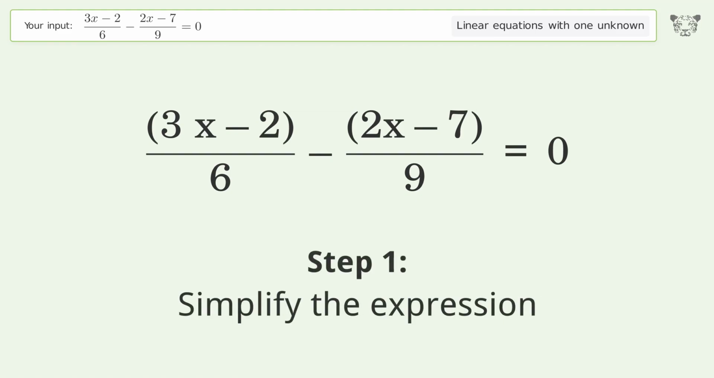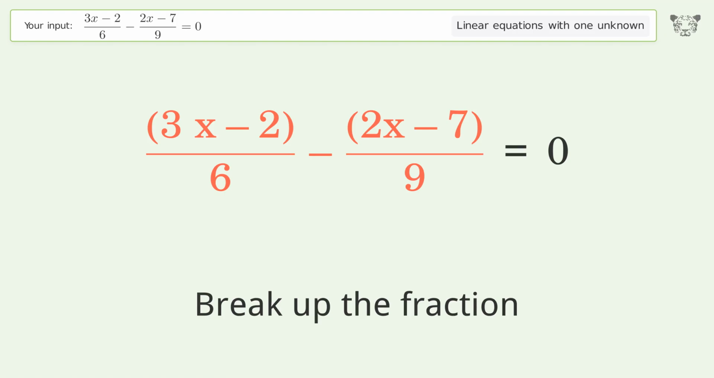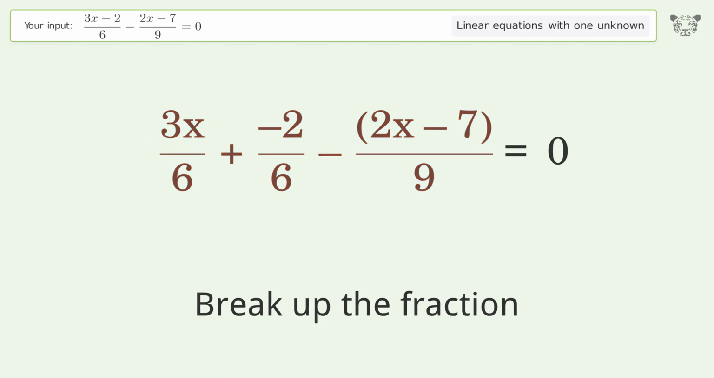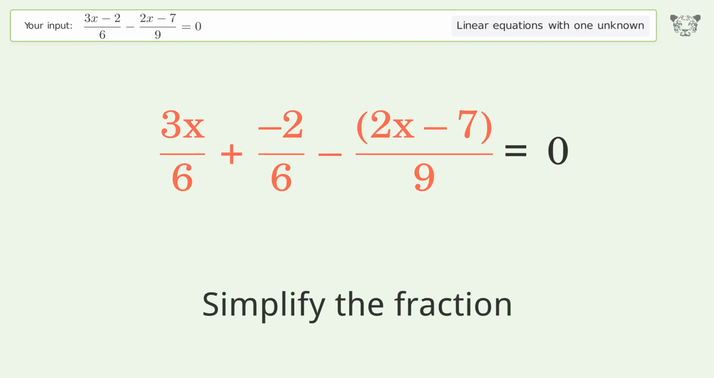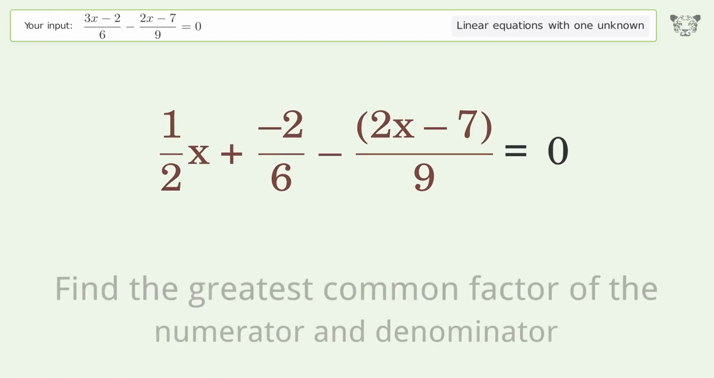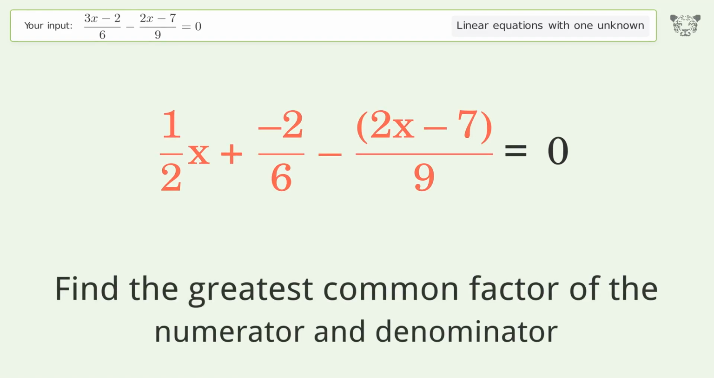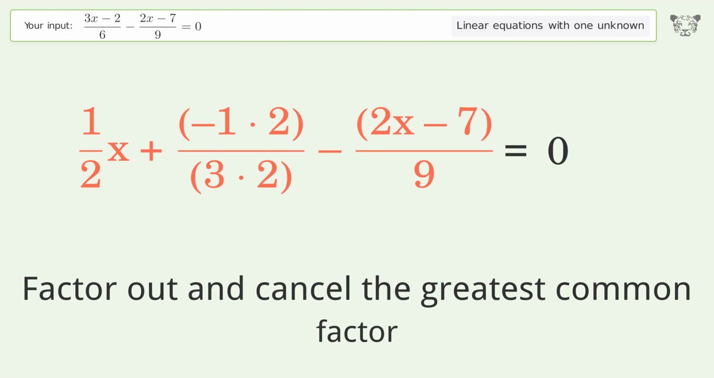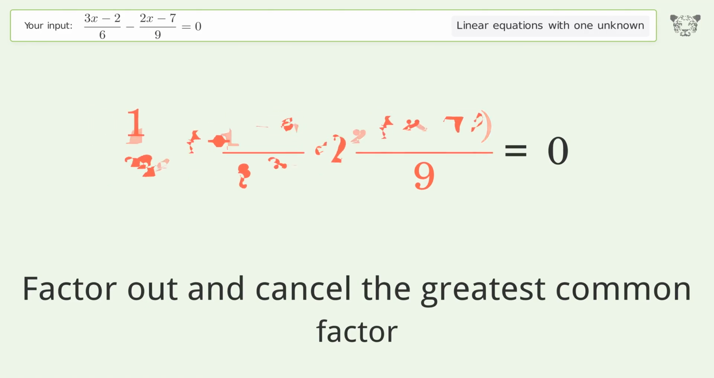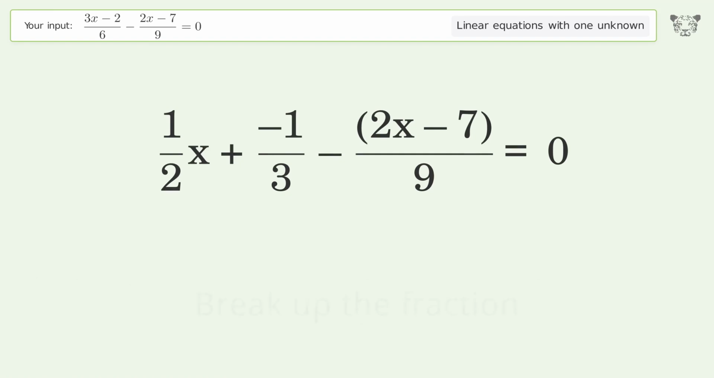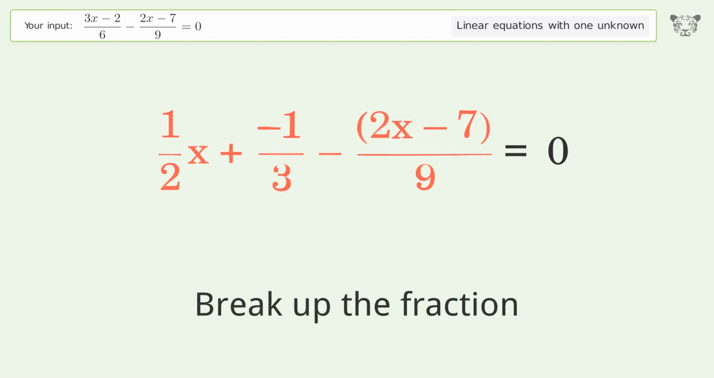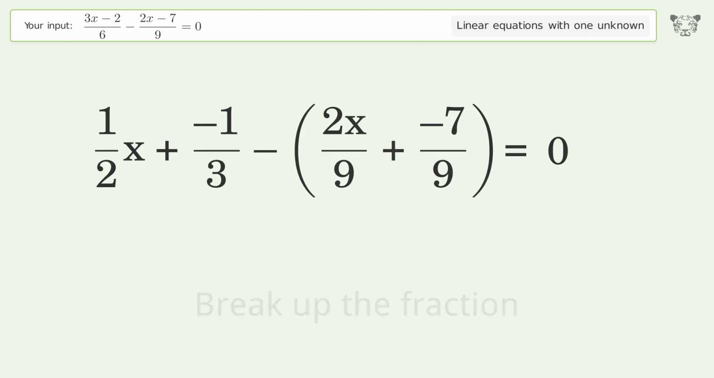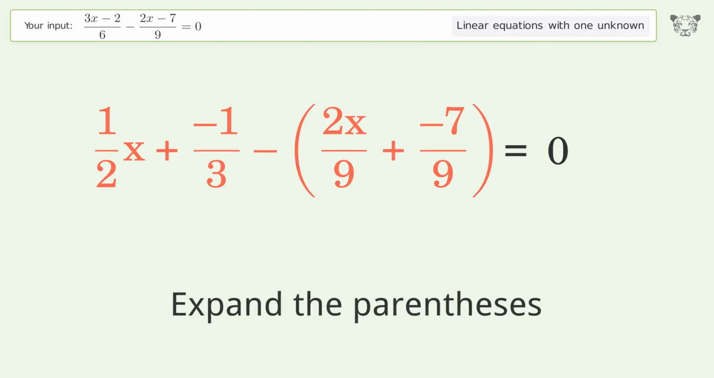Simplify the expression. Break up the fraction. Simplify the fraction. Find the greatest common factor of the numerator and denominator. Factor out and cancel the greatest common factor. Break up the fraction. Expand the parentheses.